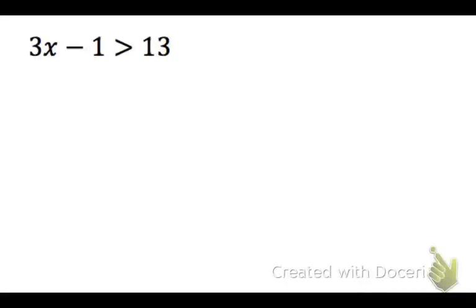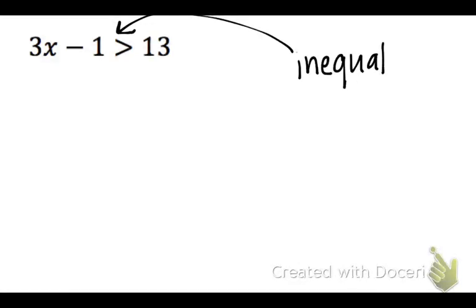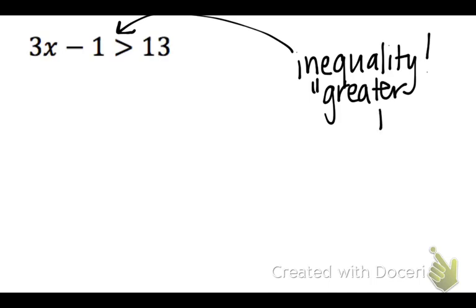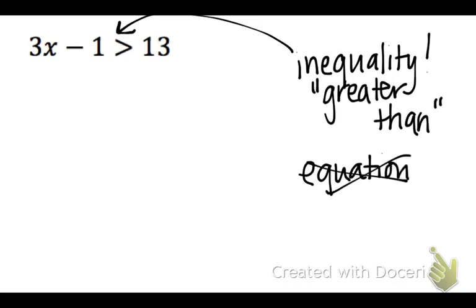Here's example number 1. I know that this is an inequality because I see an inequality symbol. Okay, what does this symbol mean? This symbol means greater than. I know a lot of students struggle with remembering how to read that symbol. So 3x minus 1 is greater than 13. I know that this is an inequality. It is not an equation because equations have equal signs, okay? So this is not an equation, this is an inequality.